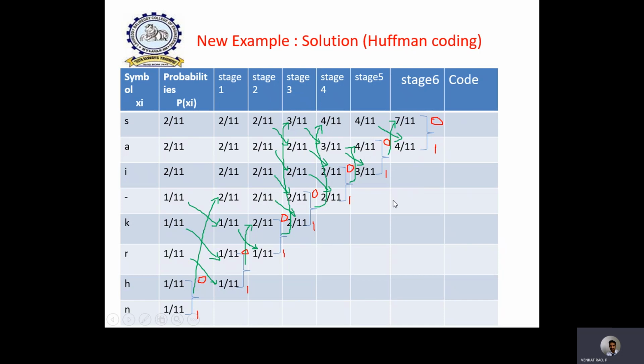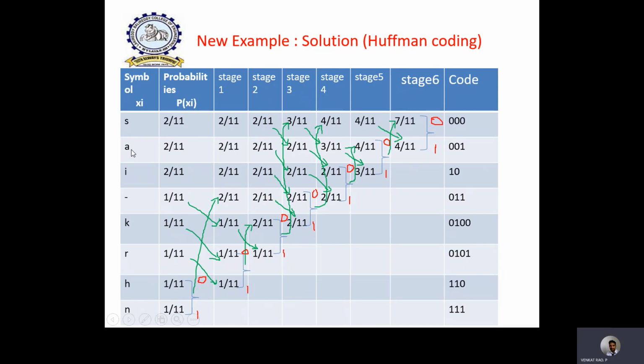Then how to write the code for each symbol? Just by tracking the backward sequence, you can easily write the code. How? Let us see. What is the code for S? Try to follow the arrows. For S, these are the values. So it will move to here. No code is assigned. Again, it is moved to here. So 0, and then it is moved to here 0, and again it is moved to here 0. So 3 zeros. If you write in reverse order, also 3 zeros.